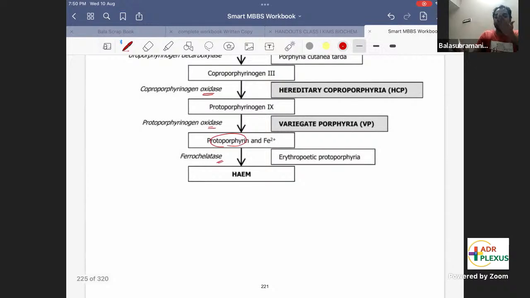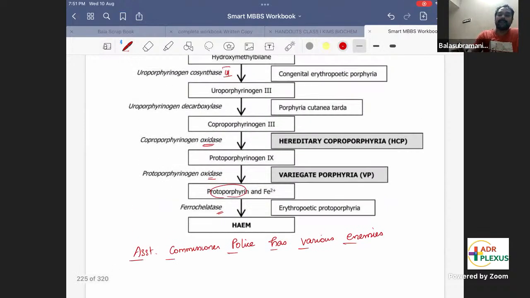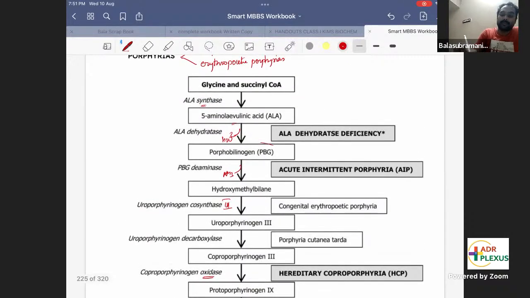Now the mnemonic here is: Assistant Commissioner Police has various enemies. So you will underline the first 6 entities, ACPHVE. Our porphyrias start from the accumulation of porphyrinogens. So which is the first porphyrinogen? The first porphyrinogen is porphobilinogen.